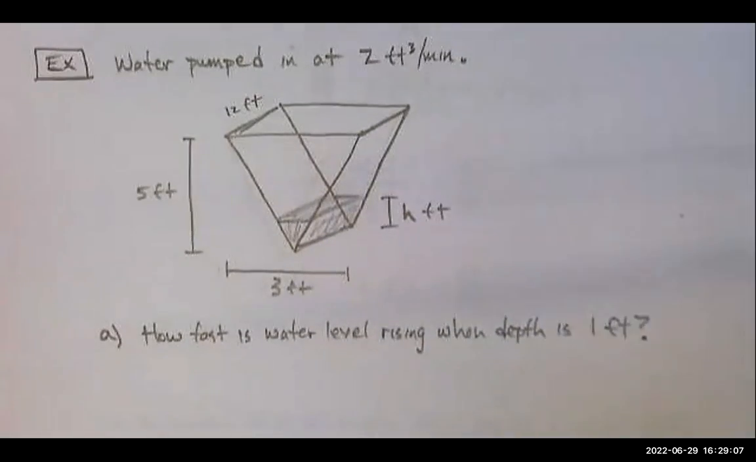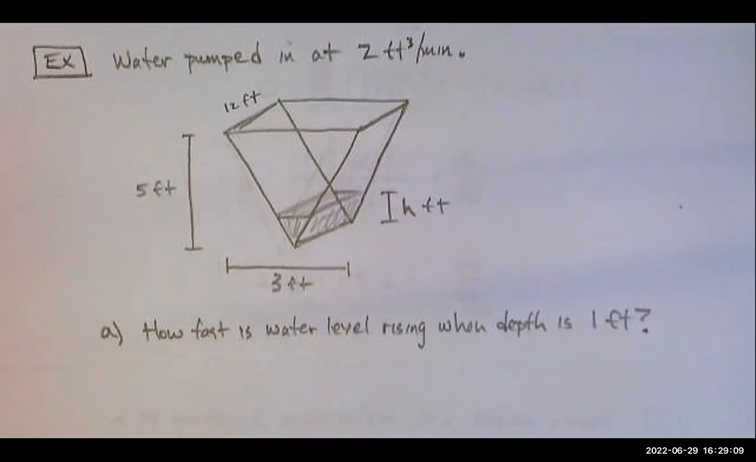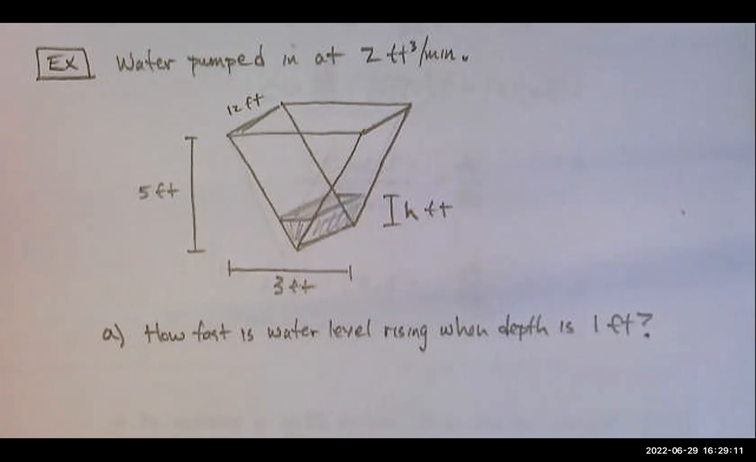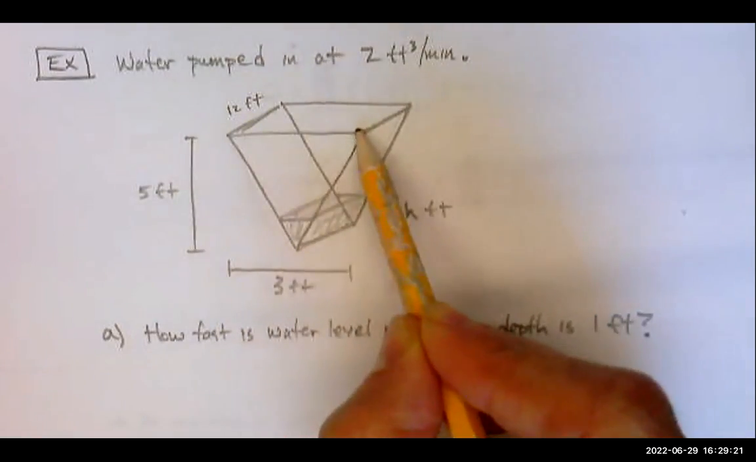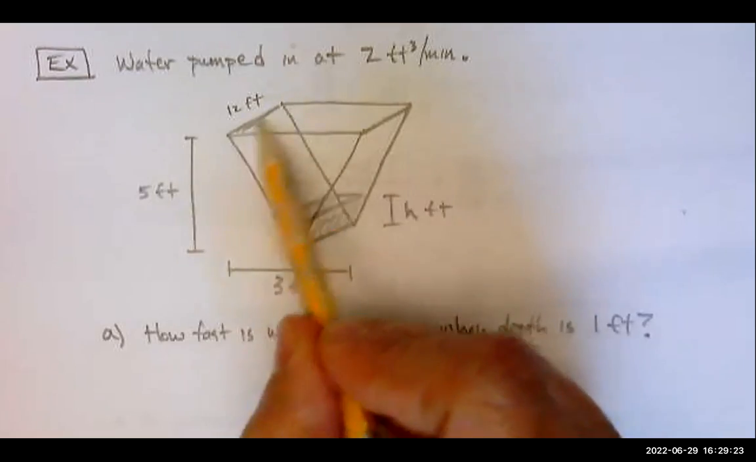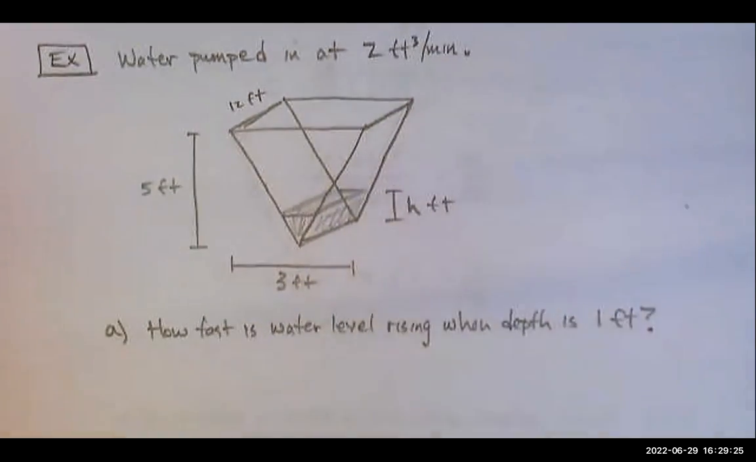Here we go. I've tried to recreate our image here. Water is being pumped in at 2 feet cubed per minute. We see the trough there. So it's 5 feet tall. It's 3 feet wide here. It's 12 feet long, and then the depth of the water at any given moment, we're just going to say H. How fast is the water level rising when the depth is 1 foot?